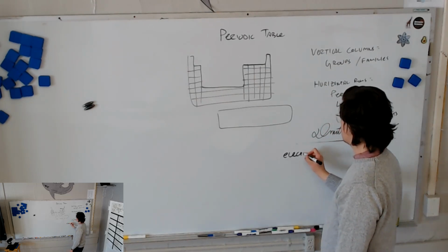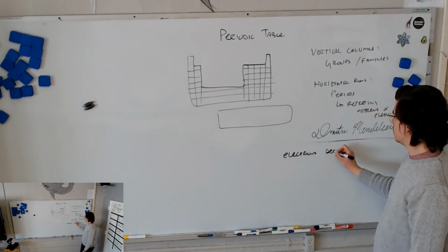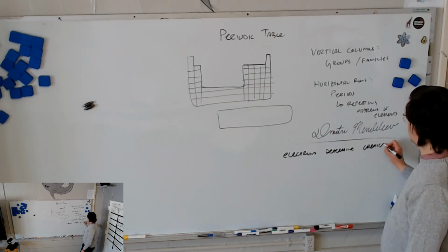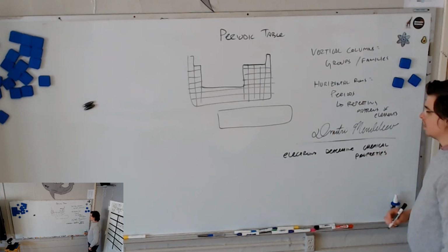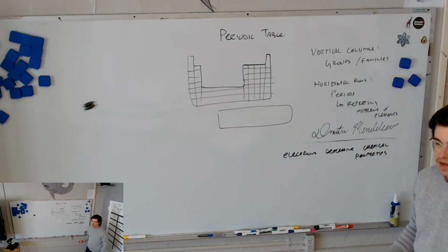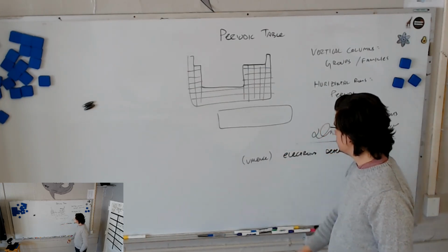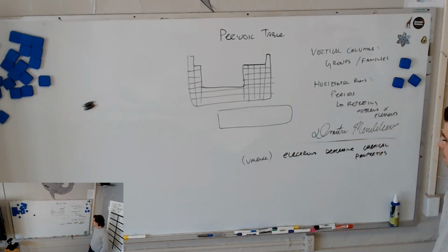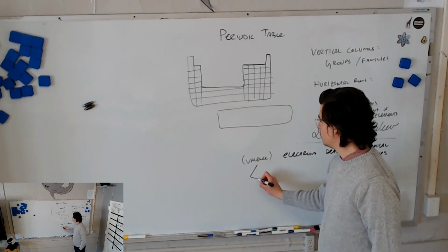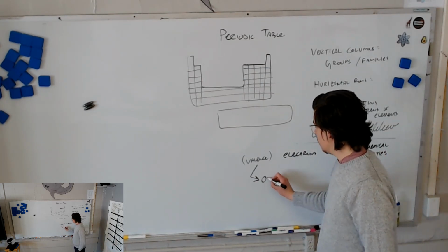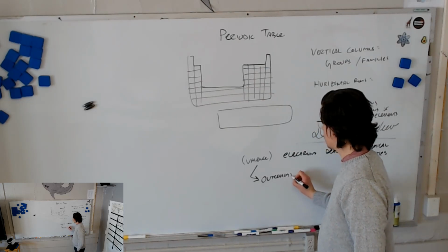Electrons determine chemical properties. Specifically, and you should write this down, specifically what we call valence electrons. For an electron to be considered valence, it has to be in the outermost energy level.